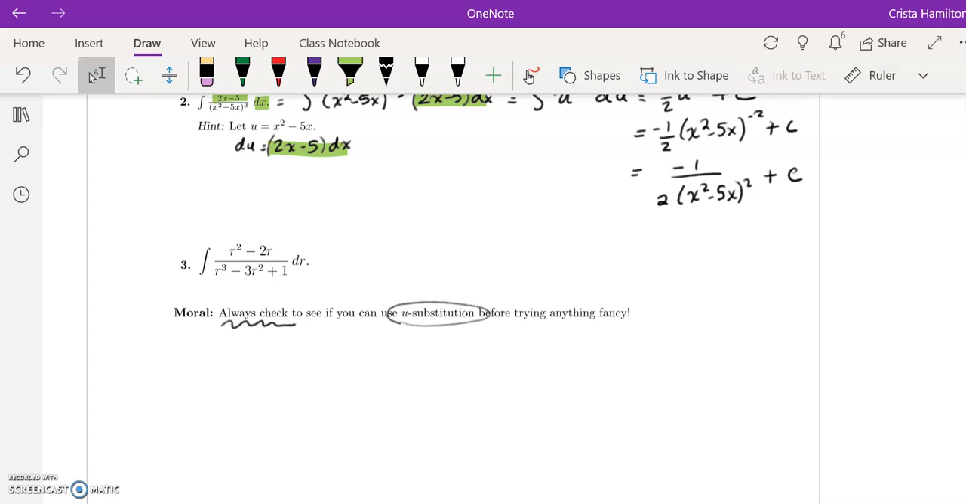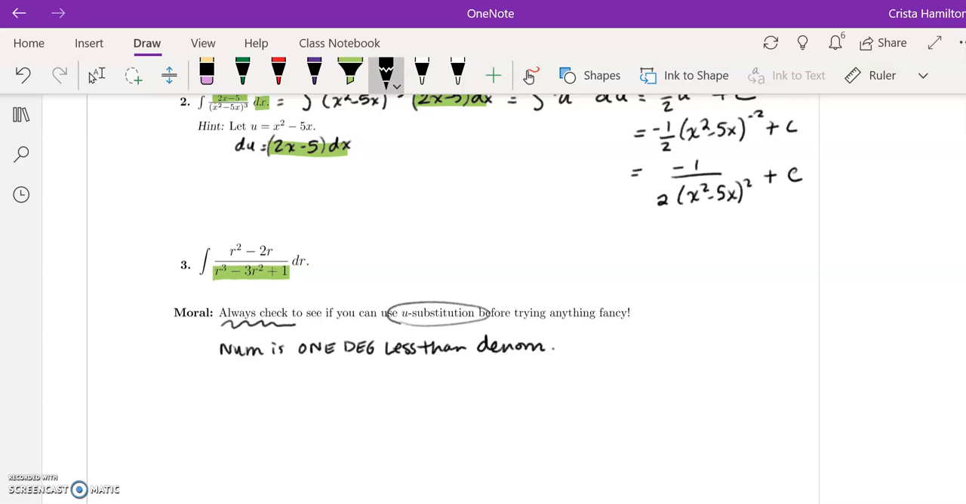If I look down here at number 3, notice that in this one, it doesn't really seem to be any quote-unquote inside function, but when we look for an inside function, a lot of times, if we can make u equal the denominator, that is going to be our preference. So in this one, how I know that this is probably going to be a u substitution: notice how the numerator is 1 degree less than my denominator.